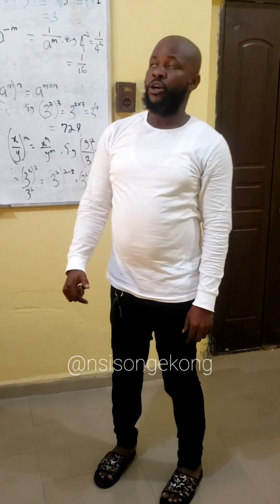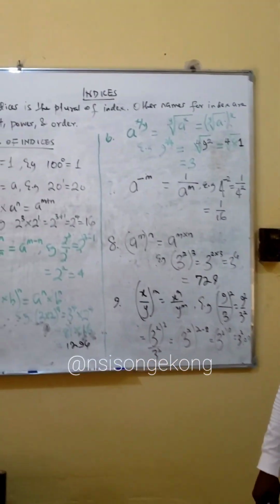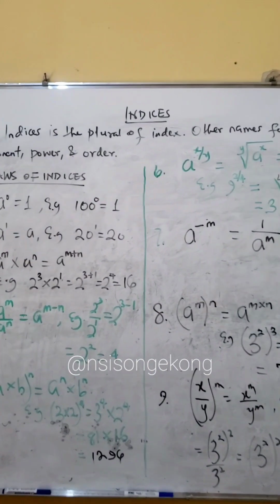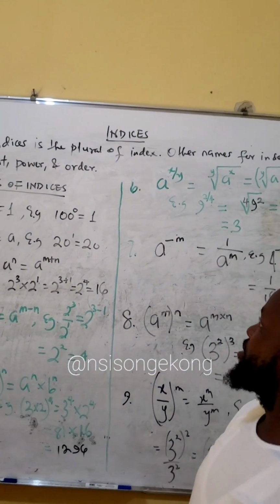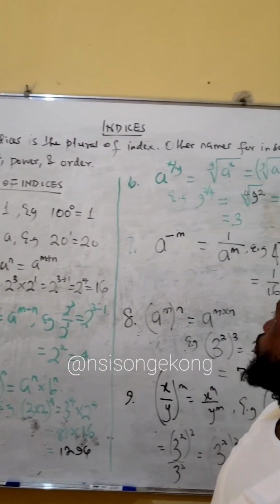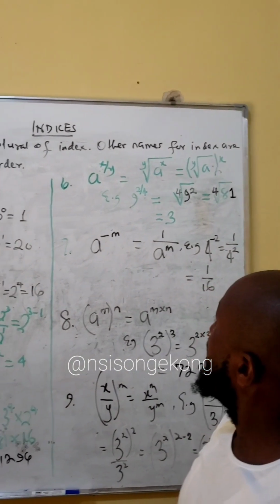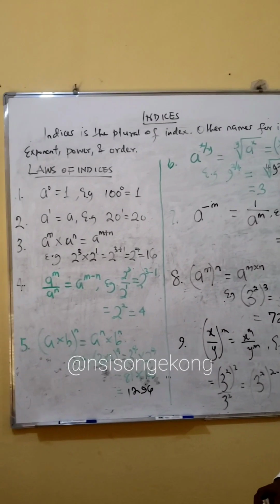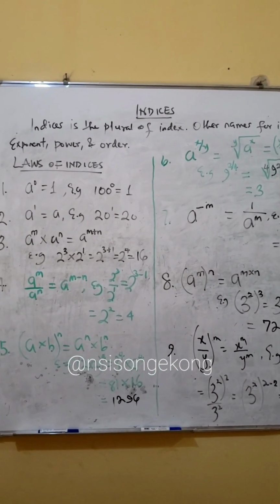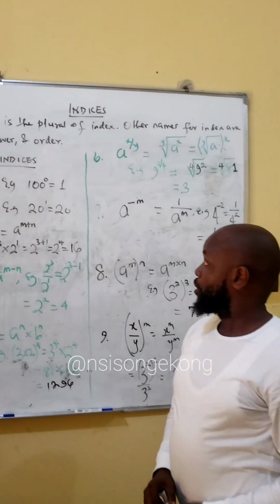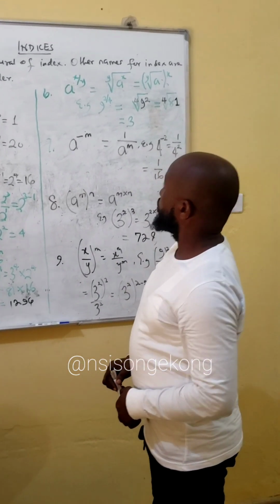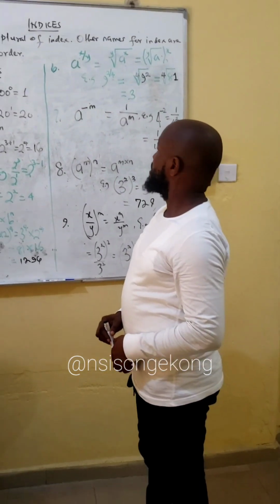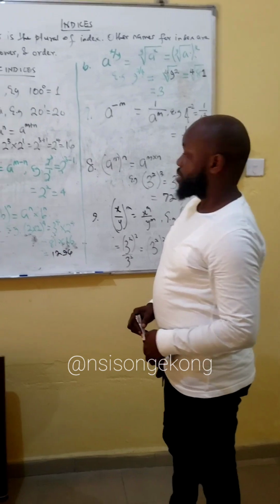Today we'll be talking on the topic indices. And here on the board we say that indices is the plural of the word index. The other names, synonyms for index, are exponent, power, or order. So these three words are words you can use synonymously to mean the same thing as index.